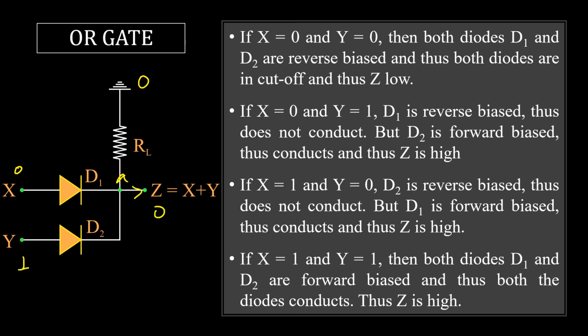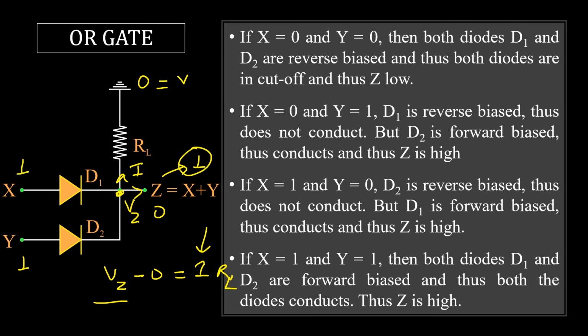But suppose the input is 1 here, then current will pass. And if the current passes, let's say the voltage here is VZ and the voltage here is 0. So what will we write? VZ minus 0 is IRL. And because I is not 0, VZ is high, so the output will be high, which is 1. So if any one of X or Y is 1, or both are 1, the output is going to be 1. And that is what an OR gate is.